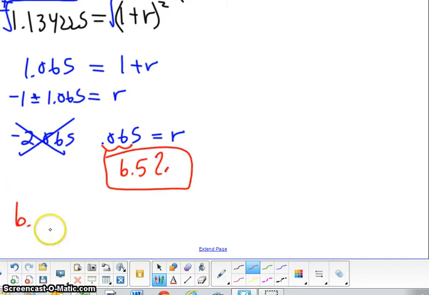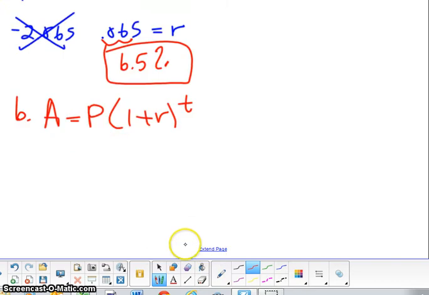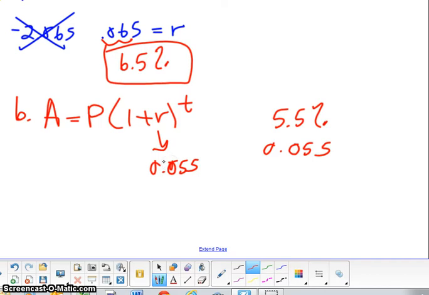Part B of 8, if the interest rate is 5.5%, I'm going to go ahead and write down the formula again so I know where to plug everything in. So they're telling you it's 5.5%, but before you can put it into the equation, you're going to need to put it into decimal form, which is 0.055. And then it says the principal amount is 5,000.